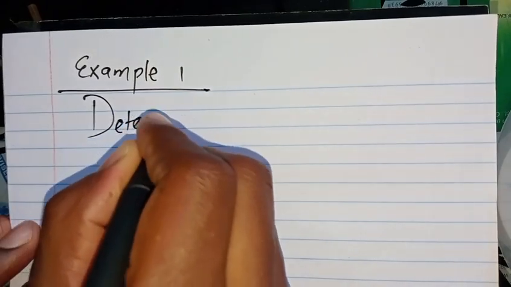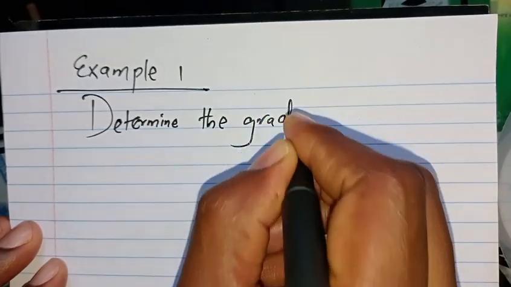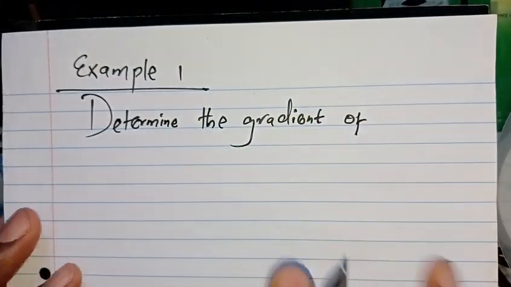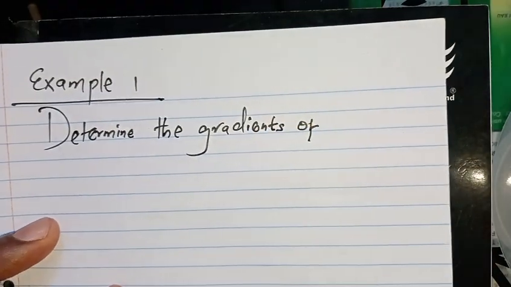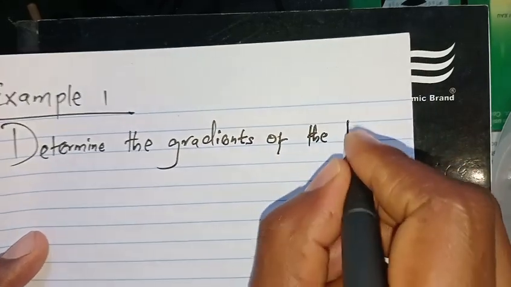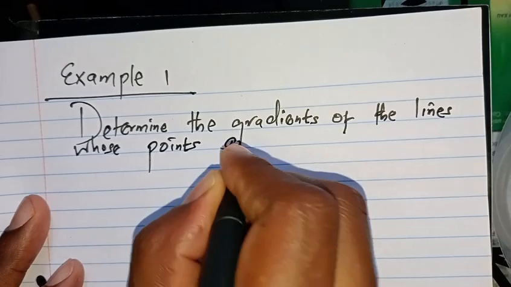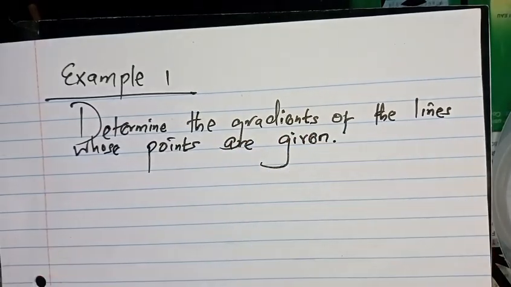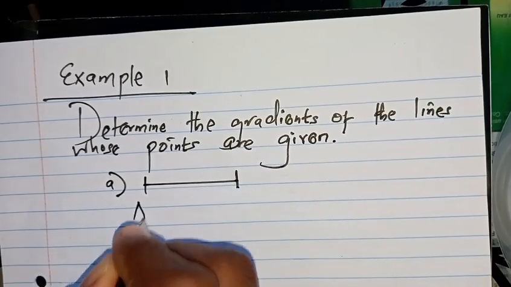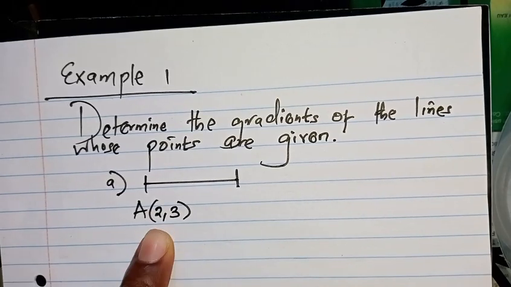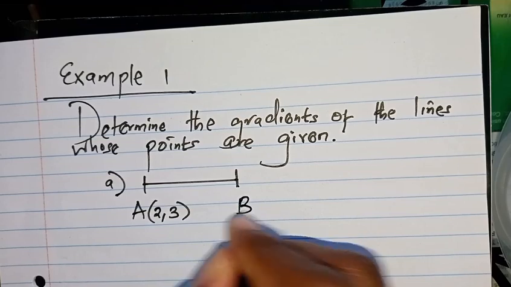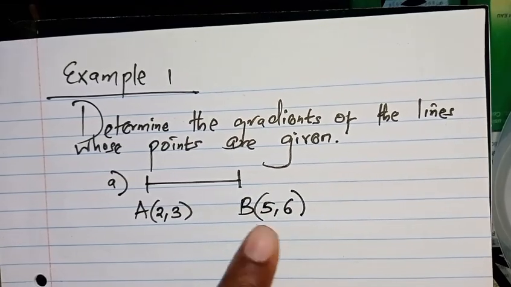Example one. Determine the gradients of the lines whose points are given. I will give you three of them. We start with A, we have point A given as (2,3). That means the x coordinate is 2, the y coordinate is 3 for the first point. And then point B is (5,6), x coordinate, y coordinate.